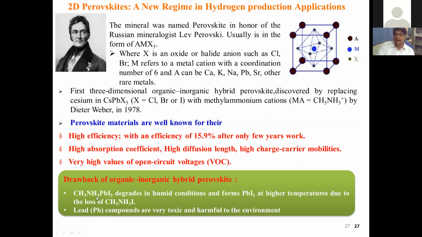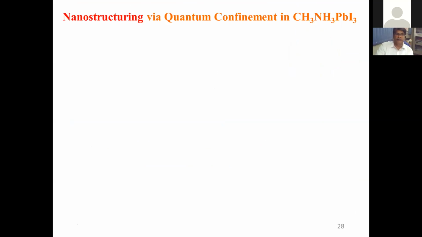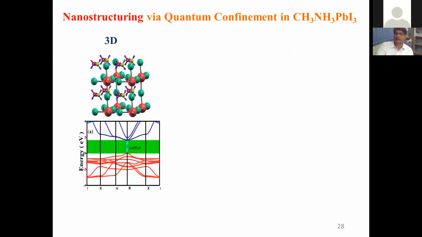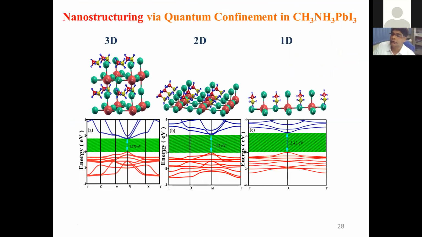CH3NH3PbI3 is normally called MAPI, where CH3NH3 is methyl ammonium. Methyl ammonium lead iodide degrades in humid conditions and forms PbI2 at higher temperatures due to the loss of the CH3NH3 ion. Lead is a toxic compound, and therefore it is harmful for the environment. So the two major drawbacks of this organic-inorganic hybrid perovskite are that they are not stable and they are toxic because of Pb. But people are trying different alternatives, as I said, right?